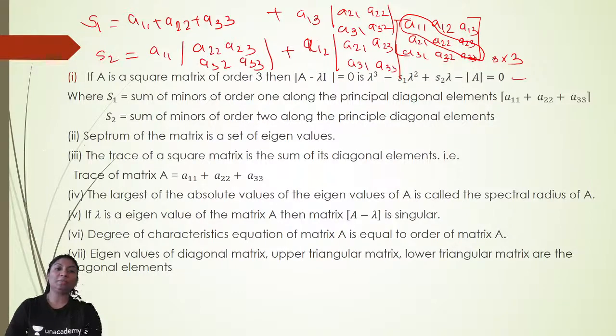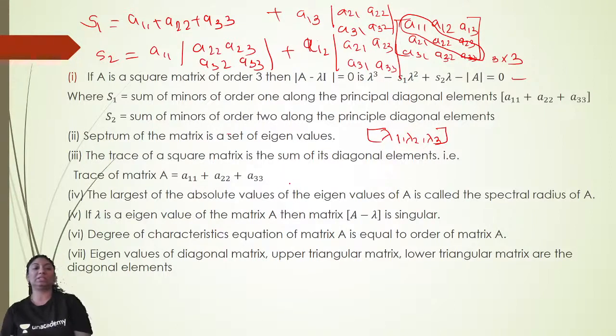Okay, now the spectrum of the matrix is the set of eigenvalues. So whatever eigenvalues are there, suppose this is your 3 by 3 matrix, so there are 3 eigenvalues: lambda 1, lambda 2, lambda 3. This is called the spectrum of a matrix. Now the trace of a square matrix is the sum of its diagonal elements, that is, trace of matrix A is equal to A11 plus A22 plus A33. So if the matrix is given and the question asks you to find the trace of the matrix A, then directly you can find it: A11 plus A22 plus A33.